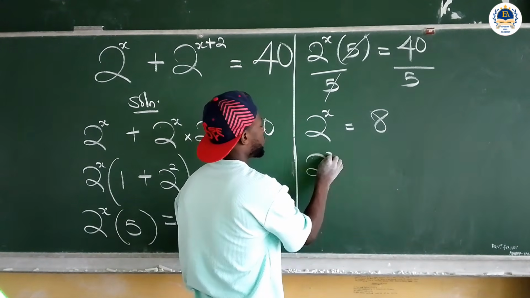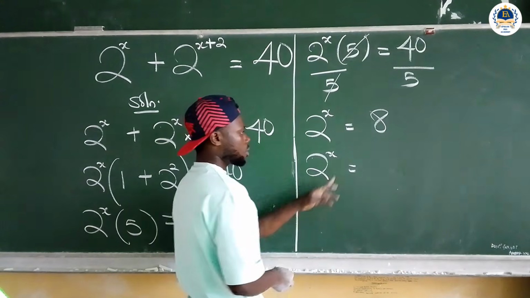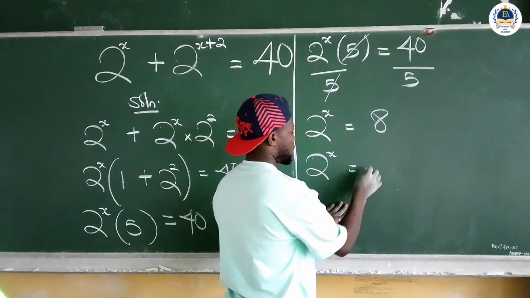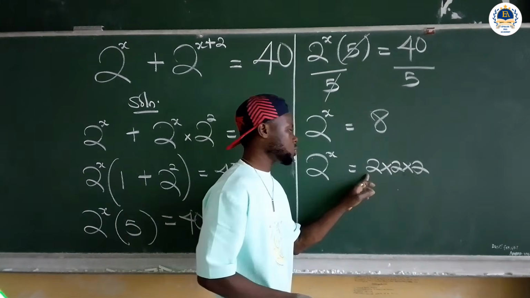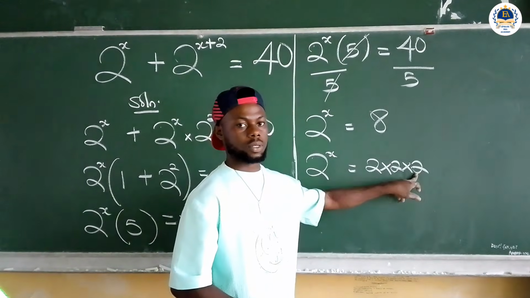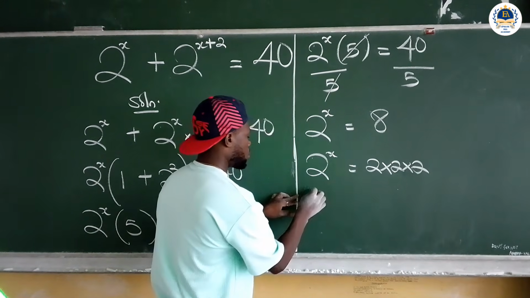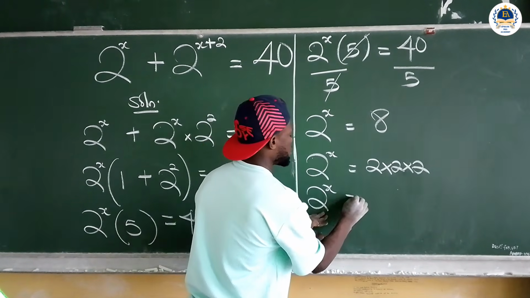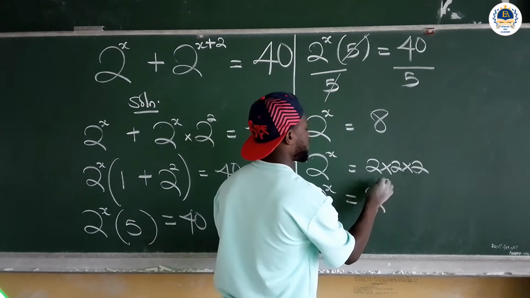Now 2 raised to the power of x is equal to 8. 8 is the same as 2 times 2 times 2, because 2 times 2 is 4, and 4 times 2 is 8. So that becomes 2 raised to the power of x is equal to 2 raised to the power of 1, 2, 3.